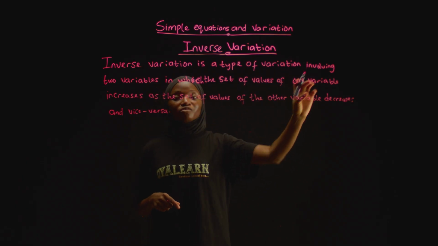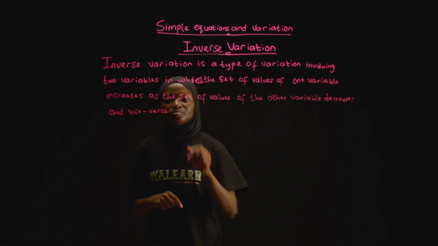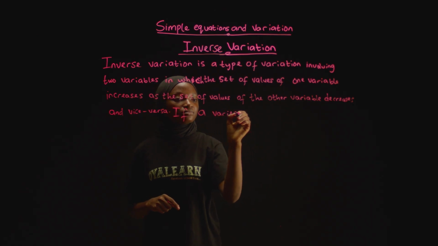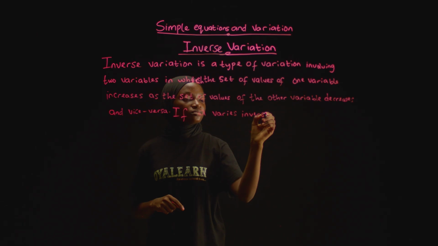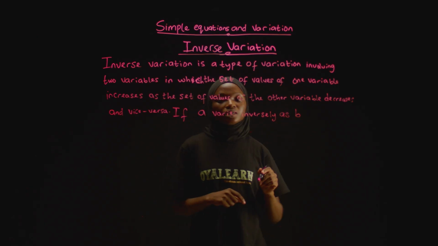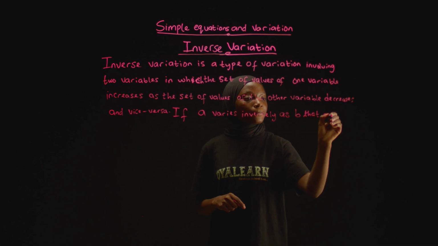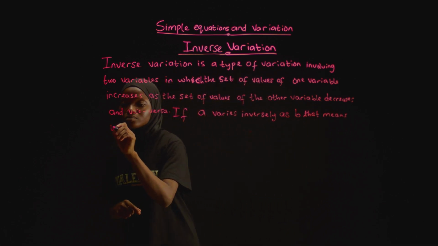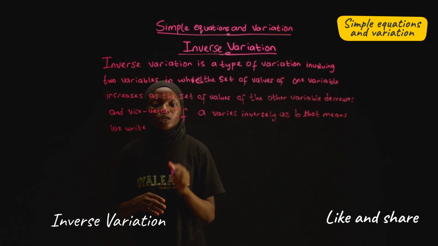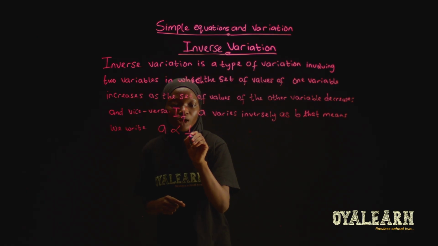That is, if one of the variables is decreasing, that means the set of values of the other variable increases. Now, if A varies inversely as B, that means we write... Now, how do we represent it using the variation sign? So we write A varies, since it's inversely, it's going to be 1 over B.